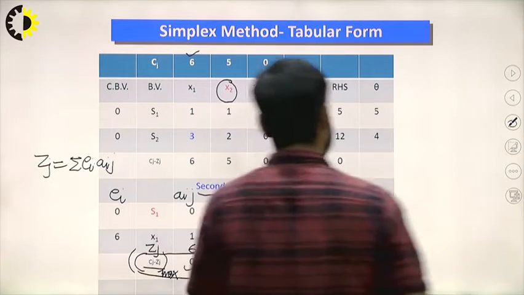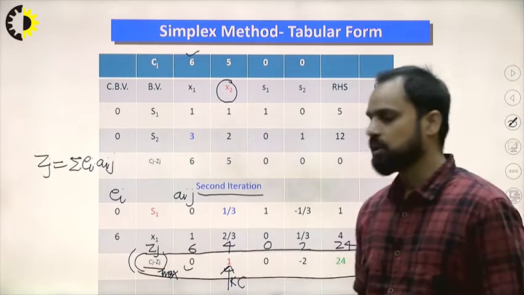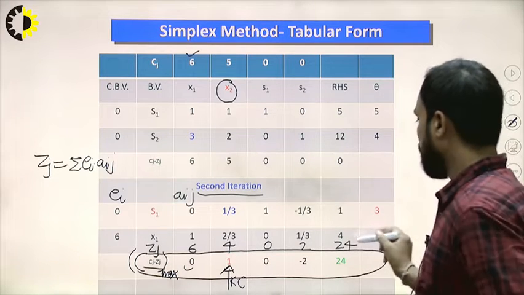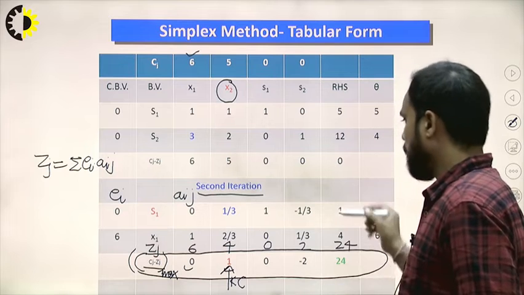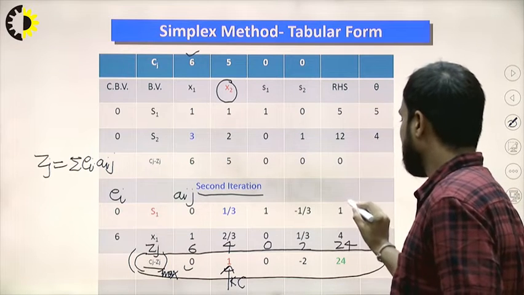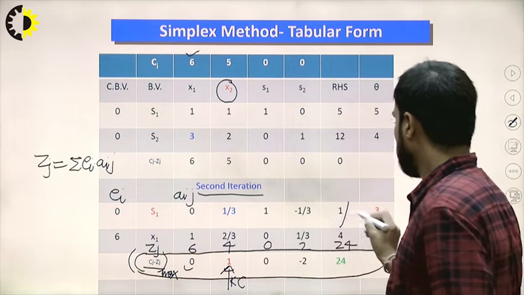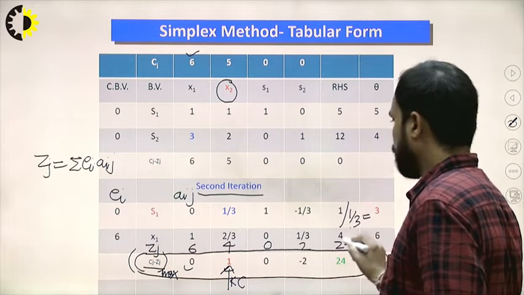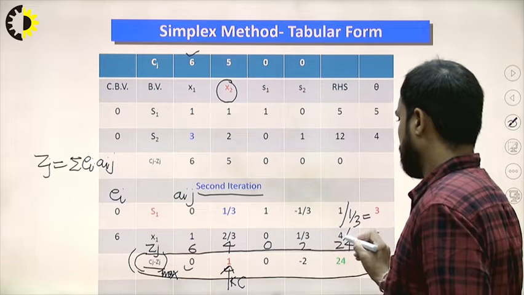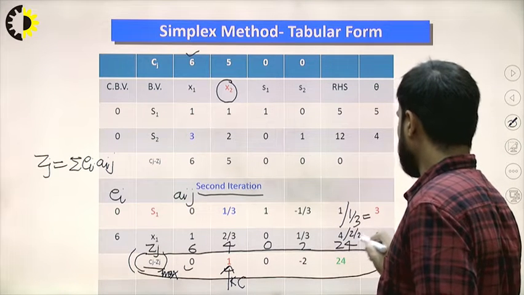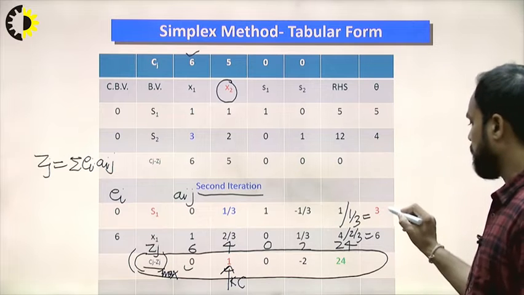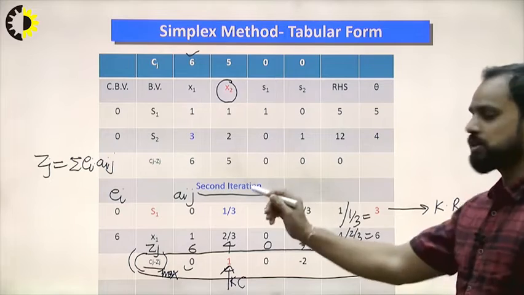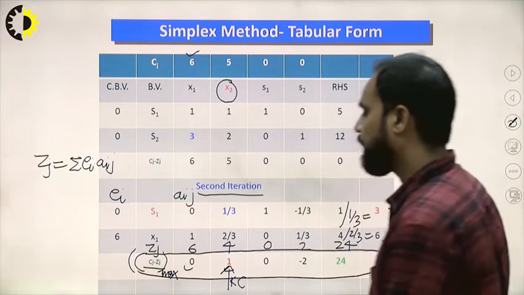And now you have to decide which variable is leaving, either s1 or x1. It is decided on the basis of the minimum value of theta. And how are we calculating the minimum value of theta? On the basis of the right hand side divided by the coefficient: that is 1 by 1/3, which becomes 3, and 4 divided by 2/3, which becomes 6. So the minimum value is 3, so it is the key row. It means S1 will be leaving and X2 will be entering.